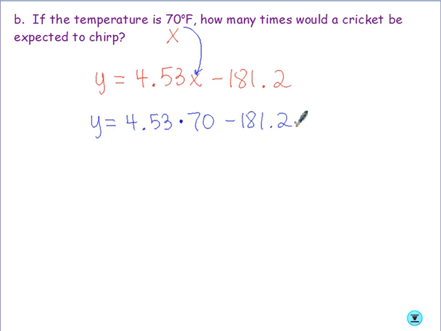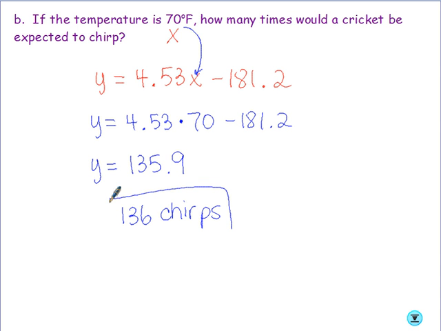This is where you get to use your calculator. 4.53 times 70 minus 181.2 should give you y equals 135.9. But since these are chirps, we need a whole number. So we're going to round that up to 136 chirps. And yes, you need a unit on word problems.